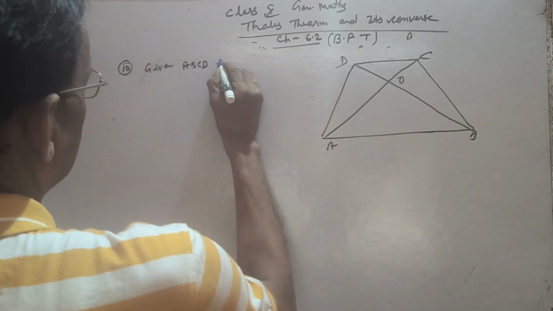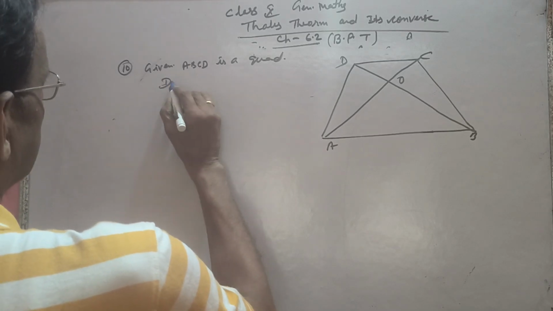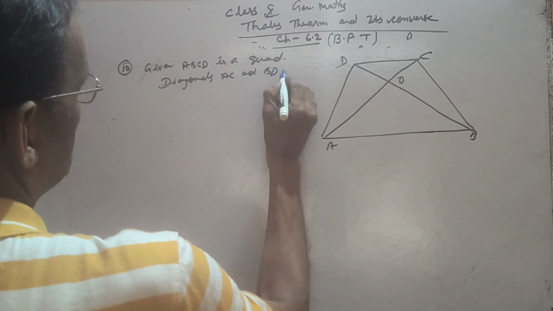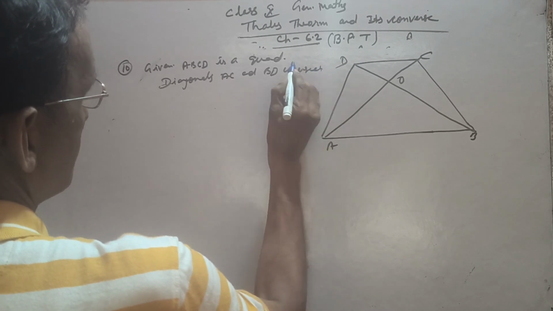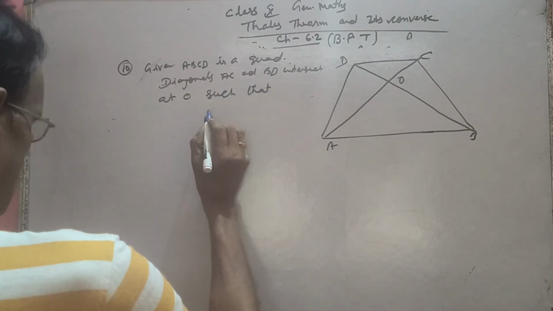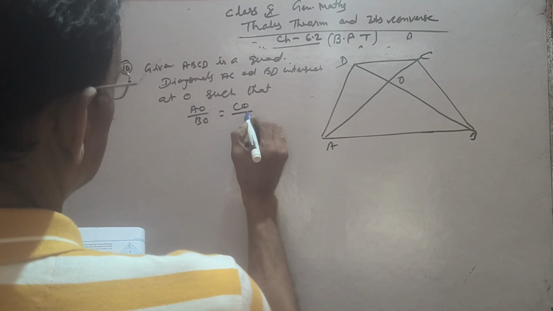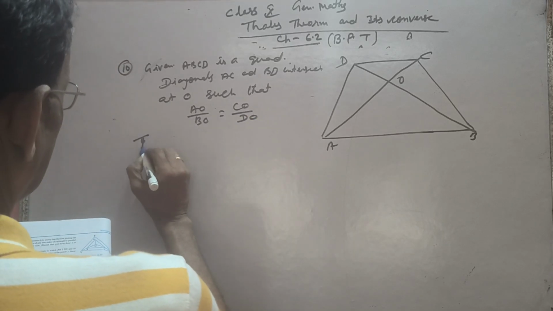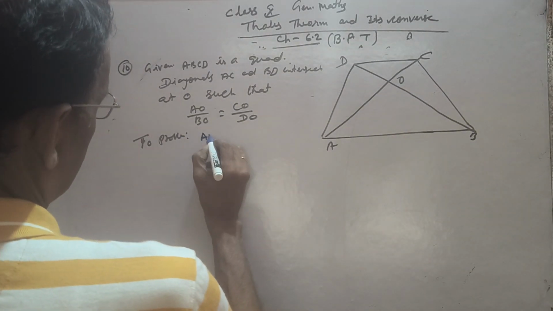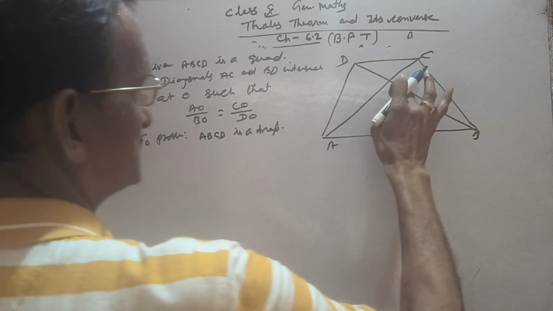ABCD is a quadrilateral. Diagonals AC and BD intersect at O such that, this is the important part of given, such that AO by BO is equal to CO by DO. We are required to prove that ABCD is a trapezium.